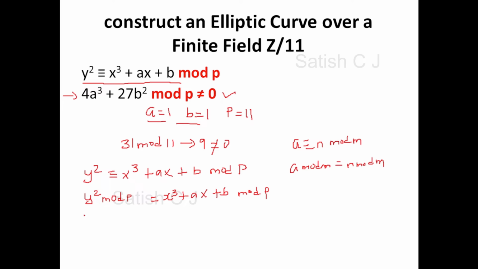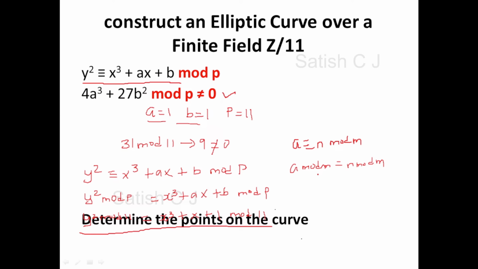So we'll substitute the values here. This is y square mod 11 is equivalent to x cube. What is the value of a? It is 1. So it is x cube plus x. What is the value of b? That is 1. And what is the value of p? That is 11. So we are going to use this particular equation to determine all our points on this elliptic curve that is constructed over a finite field, that is set of all integers mod 11.